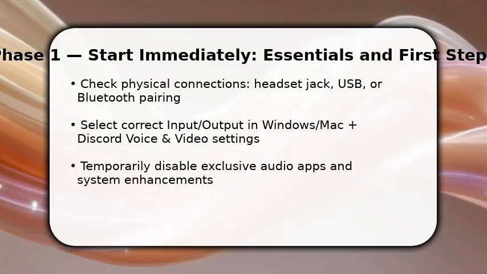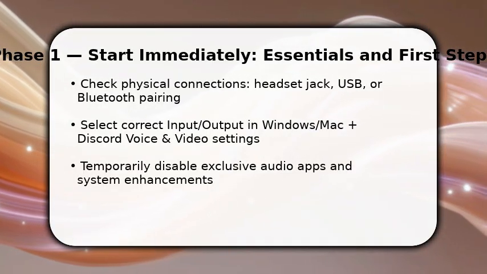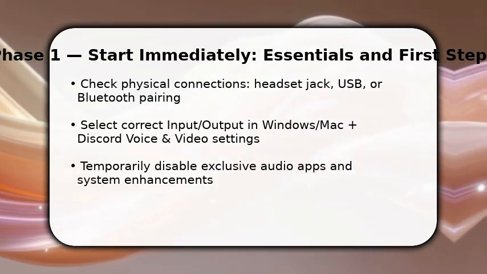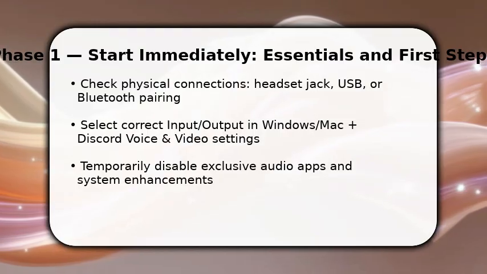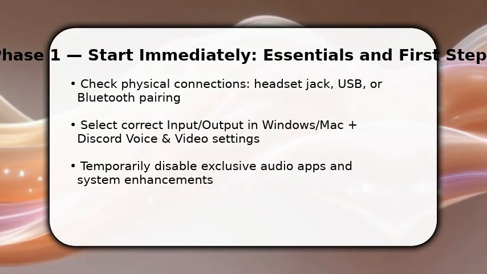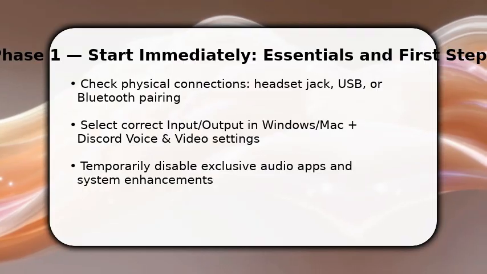You begin by confirming essentials. Plug devices firmly and test basic sound outside Discord so you isolate the app. Next, open Discord settings, choose voice and video, and set the exact input and output devices you want. Once done, make sure system sound settings match Discord to avoid device conflicts.